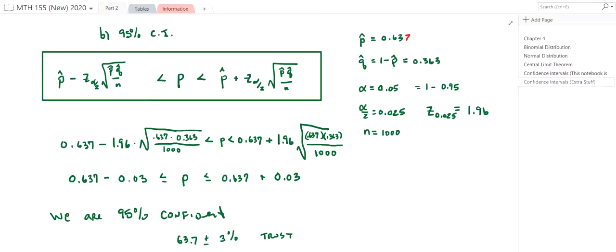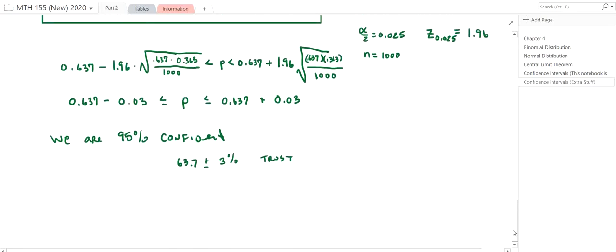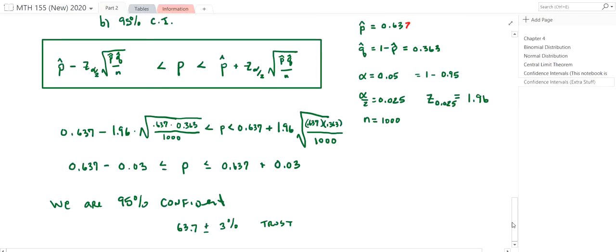So we set up a confidence interval about the proportion of people we predicted trust the president. And we came up with the situation where we figured that 63.7 plus or minus 3% of the people trust the president. Now, we had a margin of error of 3% here that we calculated in this problem.